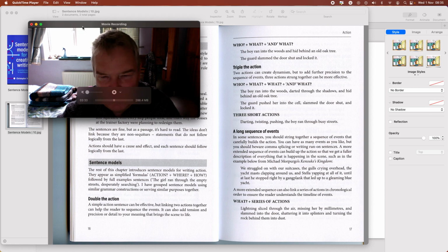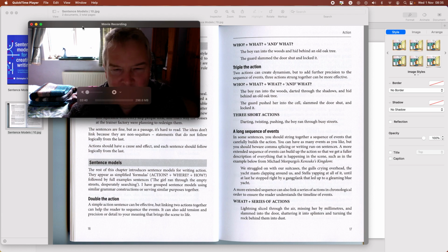So, example, the boy ran into the woods and hid behind an old oak tree. So the boy's the who. And what was the what? Ran into the woods. Yeah, he ran into the woods. That was the what. And there's another what, and hid behind an old oak tree. So that's great. That sort of sets the scene in your mind. The other example is the guard slammed the door shut and locked it. The who is the guard. What did he do? He slammed the door and locked it.